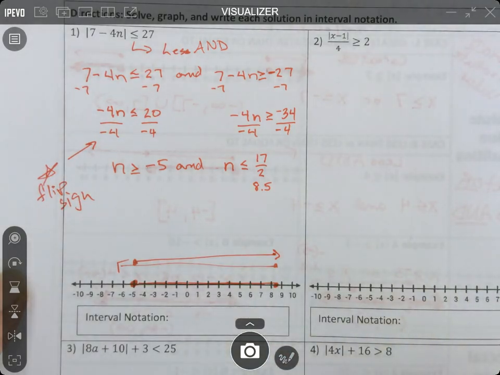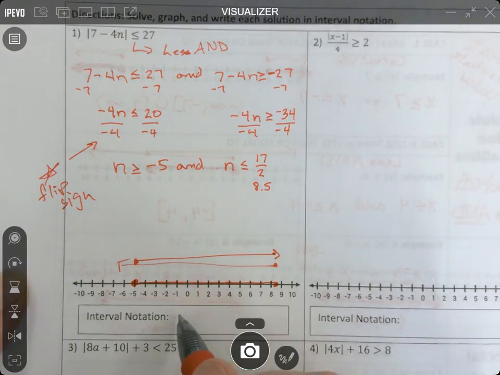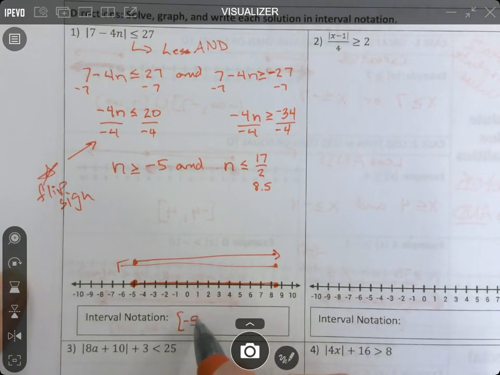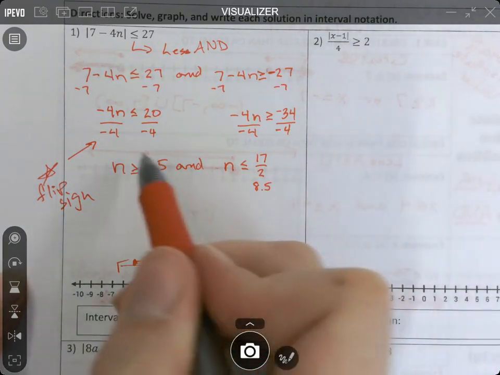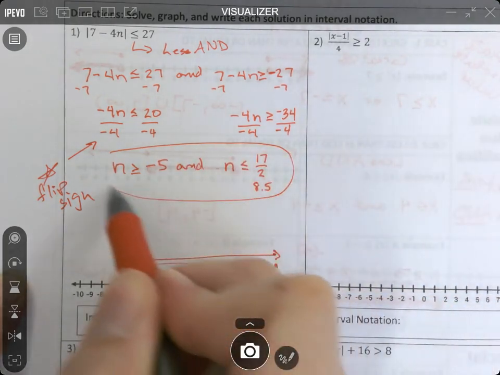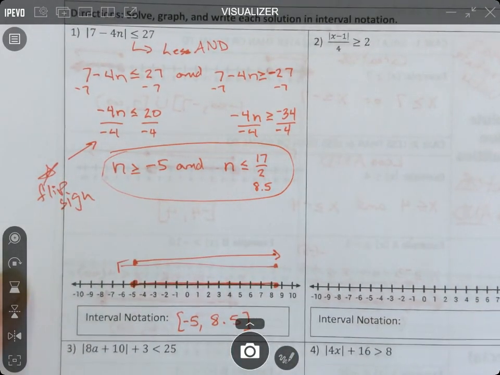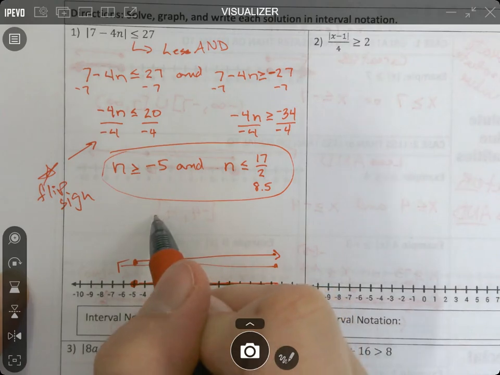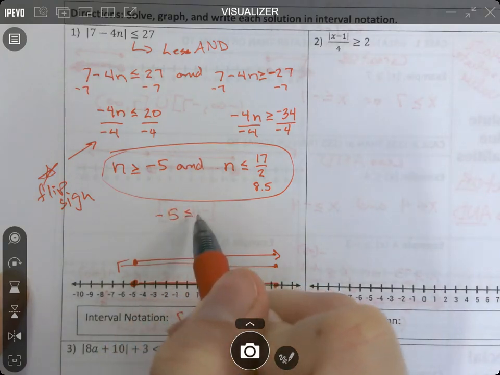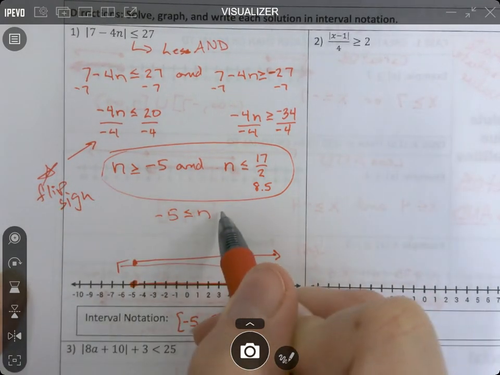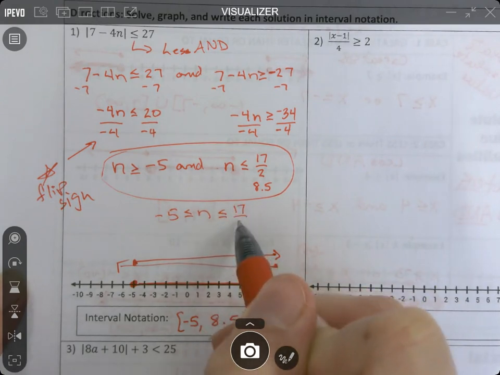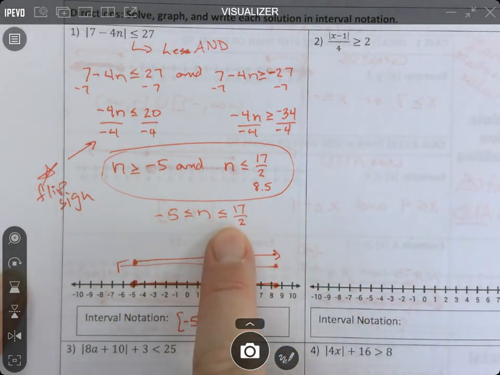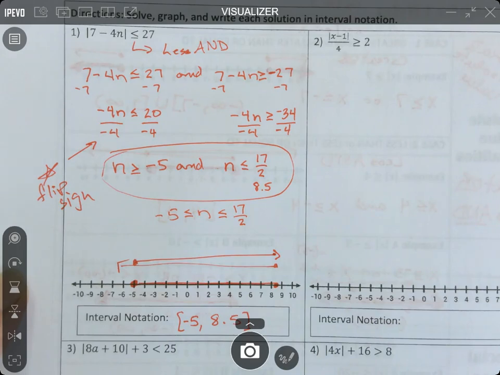All right, what's your interval notation, guys? Low? All right, bracket negative 5, high? 8.5 and another bracket. All right, so your inequality answer has to have the word and in it, or you could write negative 5 is less than or equal to n. See, I'm reversing it, and n is less than or equal to 17 halves. You could write it sort of that compound way or with the word and.